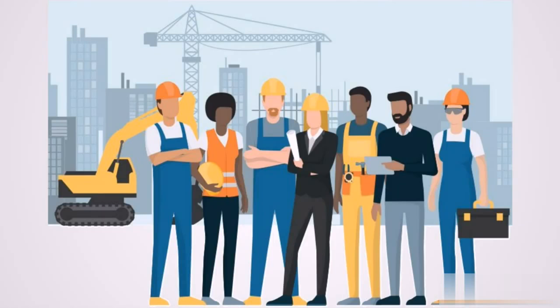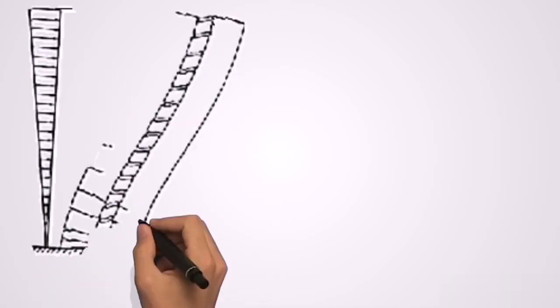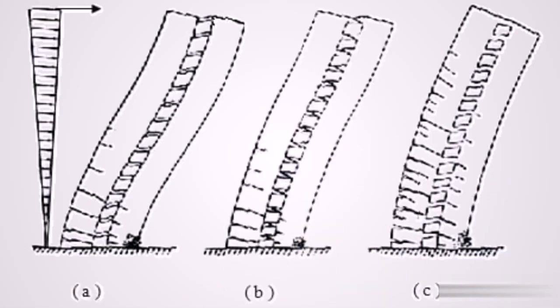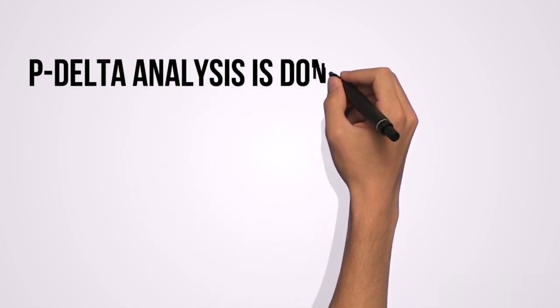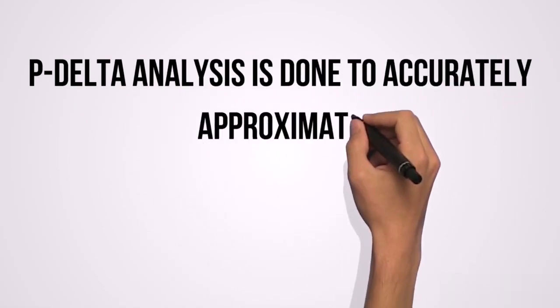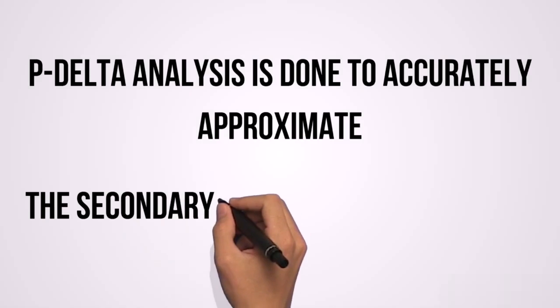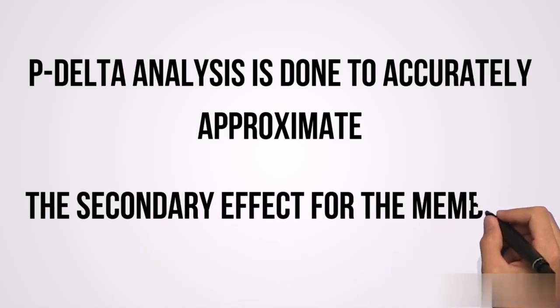But P-delta analysis is really great to check if your structure is not undergoing large deformation after you have done other analysis. So what am I trying to say? In a nutshell, P-delta analysis is done to accurately approximate the secondary effects for the members.